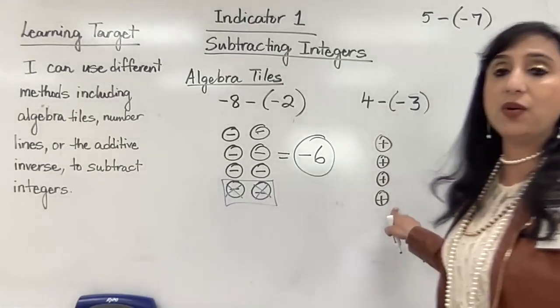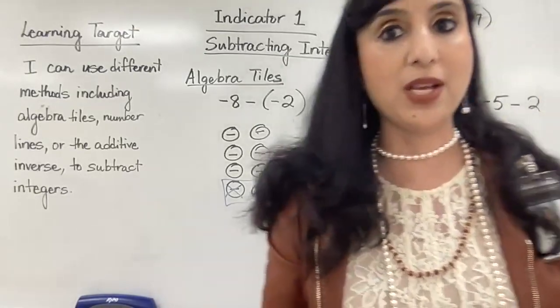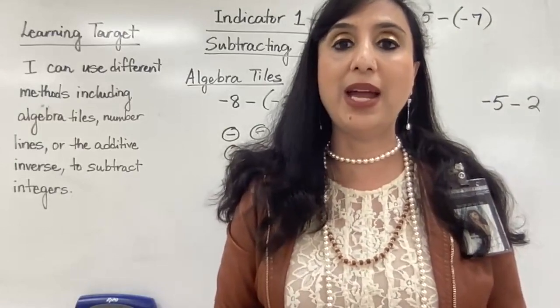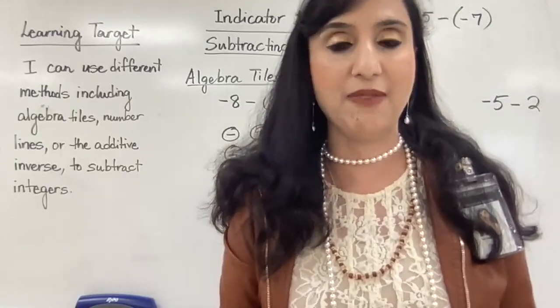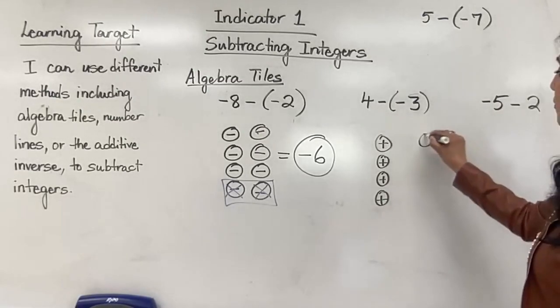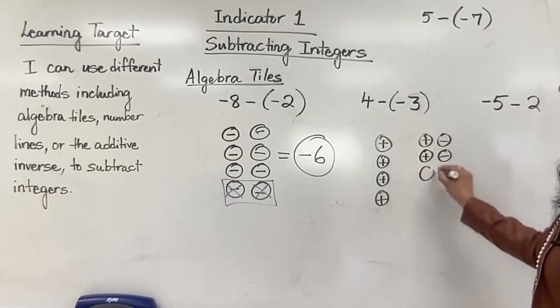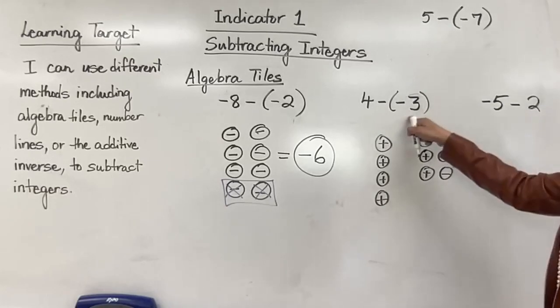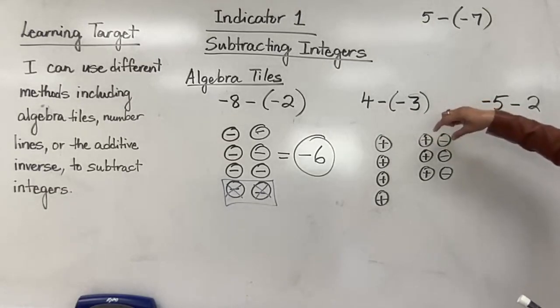So what I can do is I can add 0 pairs, because a 0 pair is formed by 1 positive and 1 negative. So if I'm adding a positive and a negative together, it is not changing the value of what I have. Okay, so I'm going to go ahead and add 3 0 pairs, which would be 1 positive and 1 negative, 1 positive and 1 negative, and 1 positive and 1 negative for the three, because I don't have -3. So that is why I am going to add 3 0 pairs: one pair, second pair, third pair.